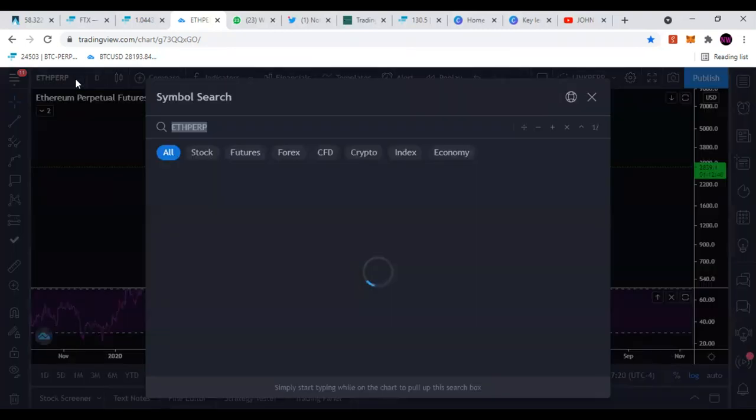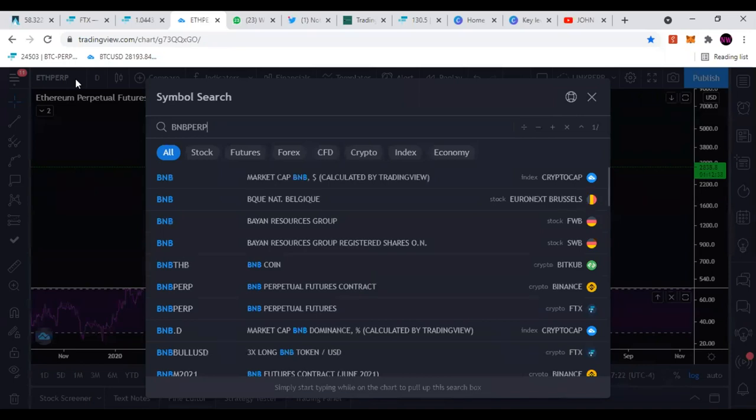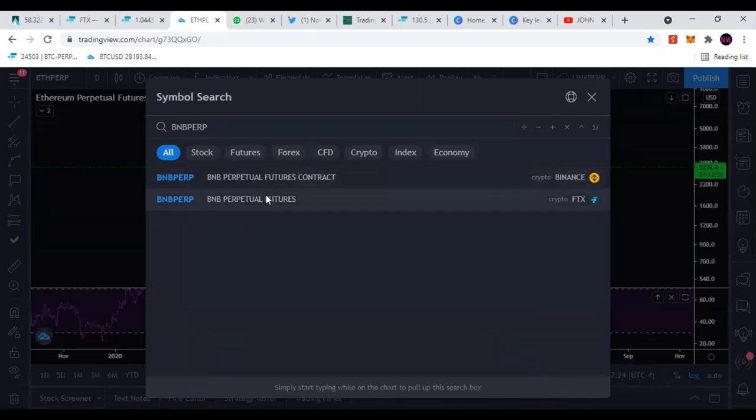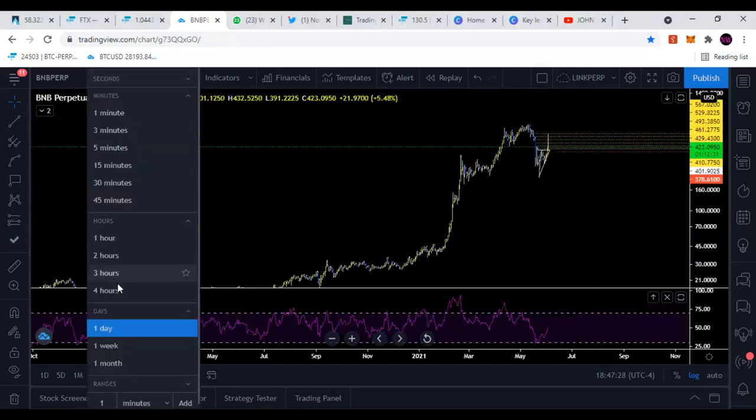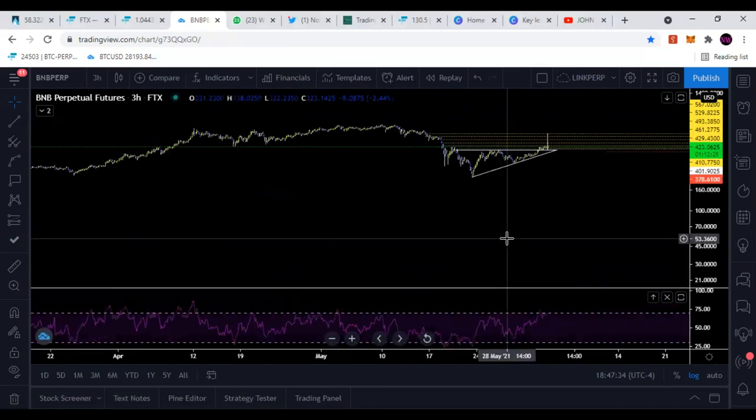So next on my list is BNB prep. I'm going to be very fast with this. Don't want to stay too long. Okay, let's go down to the lower time frame. Okay, I had a signal on this which is still running.